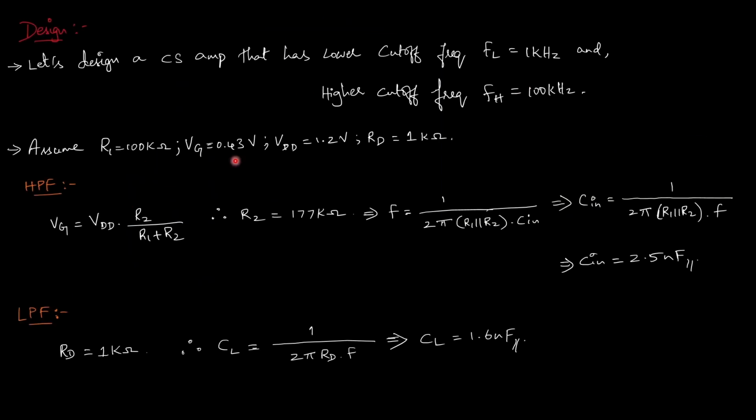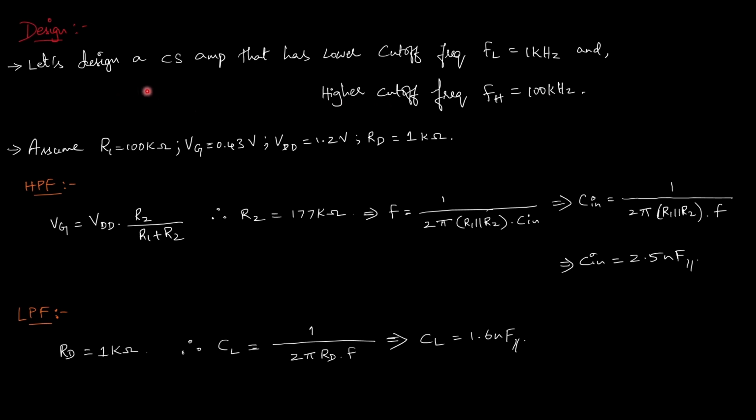Quick note: if you are wondering why we are directly using VG to be 433 millivolt, we actually calculated that in our previous common source amplifier video. Click the I button on the top right corner and watch the video first. And then come back here, it will make this entire design much easier to follow.